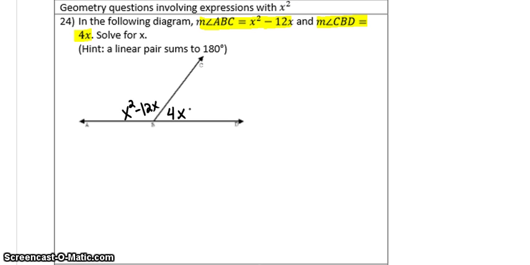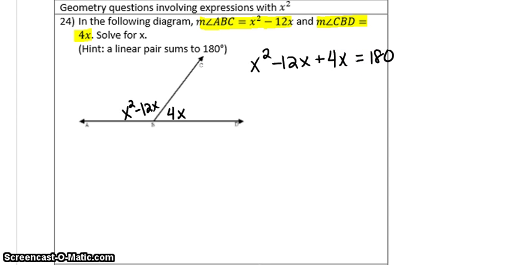That's exactly the scenario that we're seeing in this diagram. These two angles are supplementary. They will sum to 180 degrees. So when I go to set up my equation, I'm going to state that x squared minus 12x, one of my angles, plus 4x, the other angle, must equal 180.